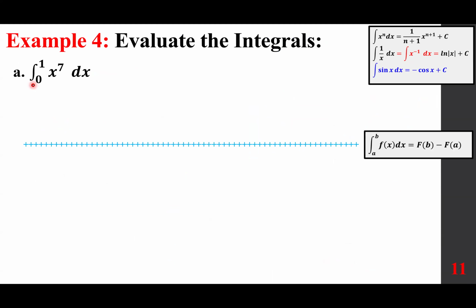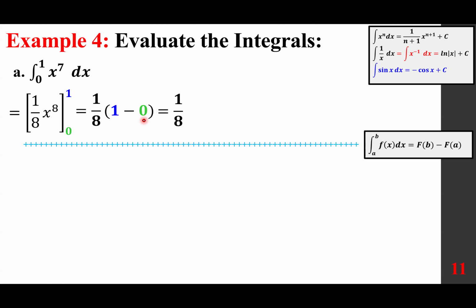Evaluate the integral of 0 to 1 x to the power of 7 dx. Obviously, this is using the power rule, so 1 over 8 x to the power of 8 from 0 to 1, and I don't write the constant because they go away. I plug in 1, 1 to the power of 8 is 1. I plug in 0, 0 to the power of 8 is 0. And 1 over 8 times 1 minus 0 is 1 over 8.